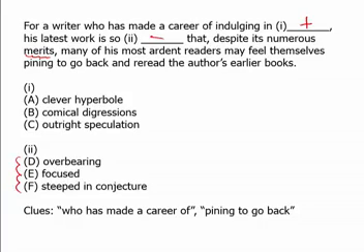Now notice how I'm juxtaposing the words in the two blanks. Is there something here that contrasts with outright speculation? We have overbearing, focused, and steeped in conjecture. Steeped in conjecture means full of guessing and speculating. You can see that these two are the same, and that this indeed is a trap answer for those who don't see the connection between the two blanks, that this connection is one in which the blanks are opposite. So we can get rid of these two.